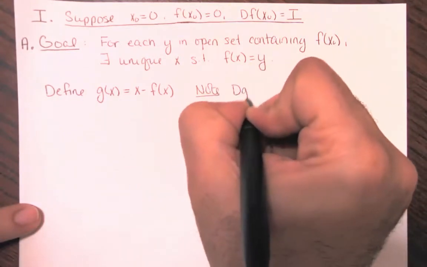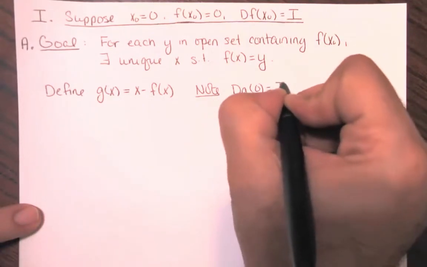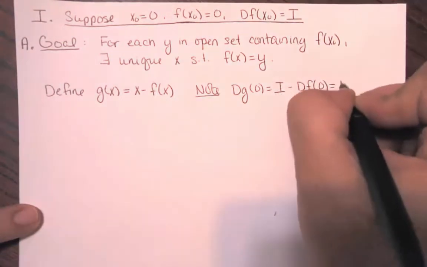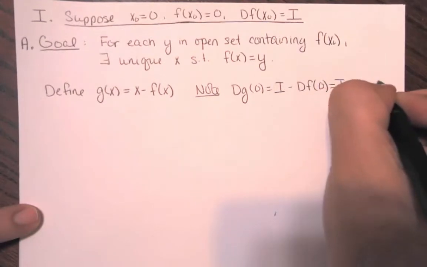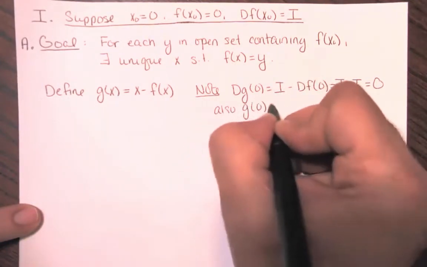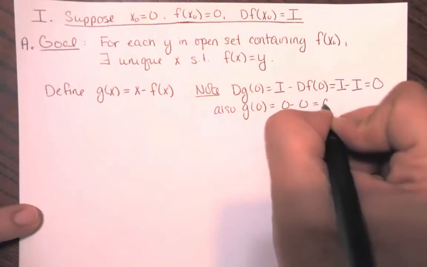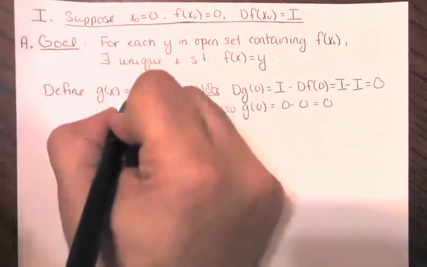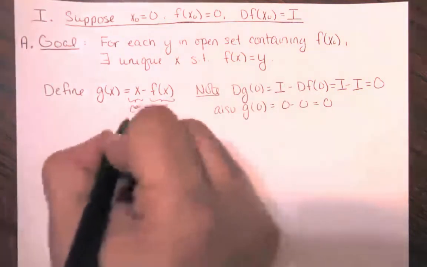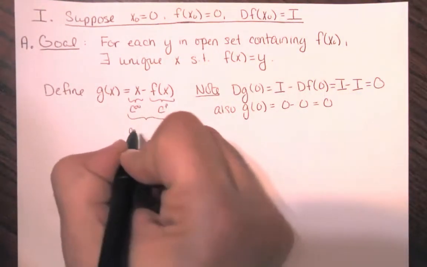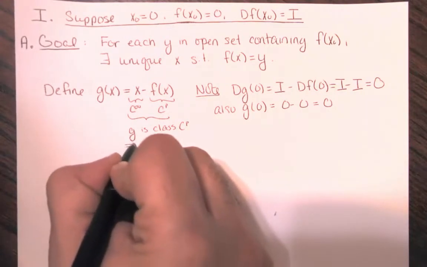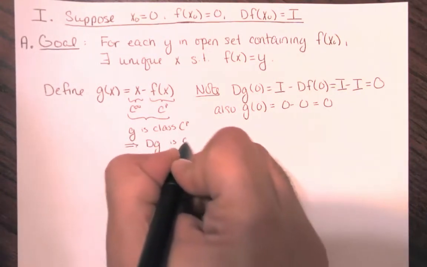Note that the derivative of g at 0 is the derivative of x, which is the identity, minus the derivative of f at 0, which is the identity, and the identity minus the identity is 0. Also, g of 0 equals 0 minus 0, which is 0. Note also that because x is C infinity and f is class Cp, both combine to show that g is class Cp, meaning that the derivative is continuous.